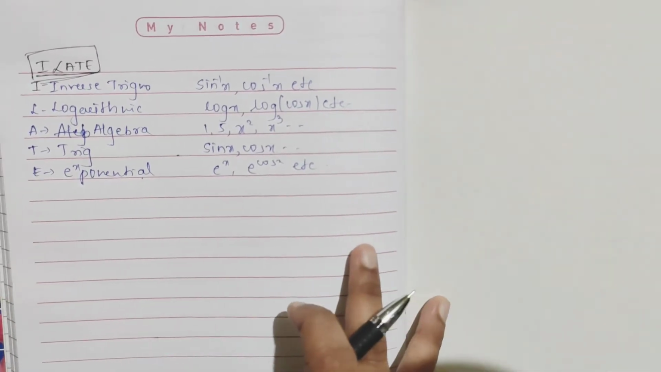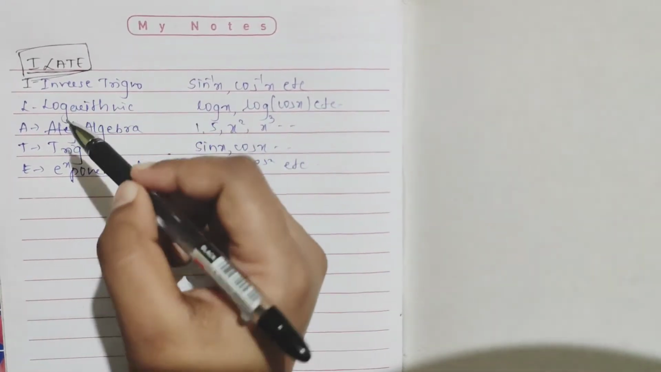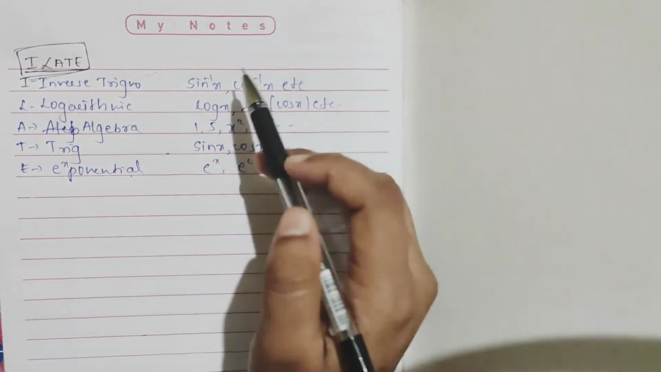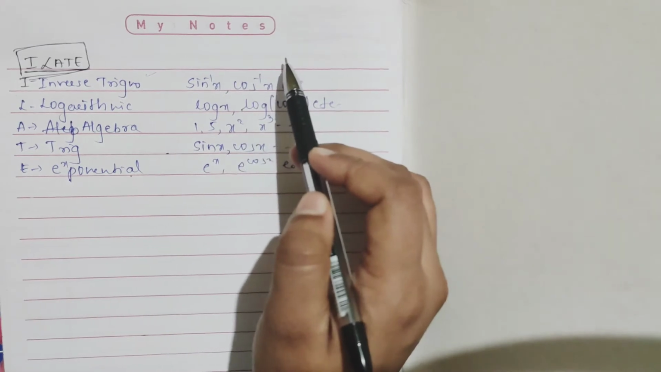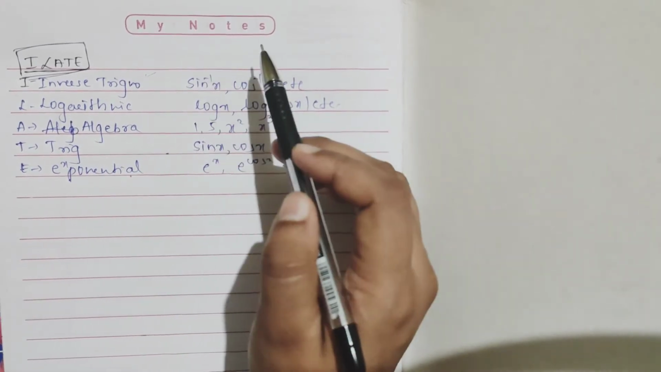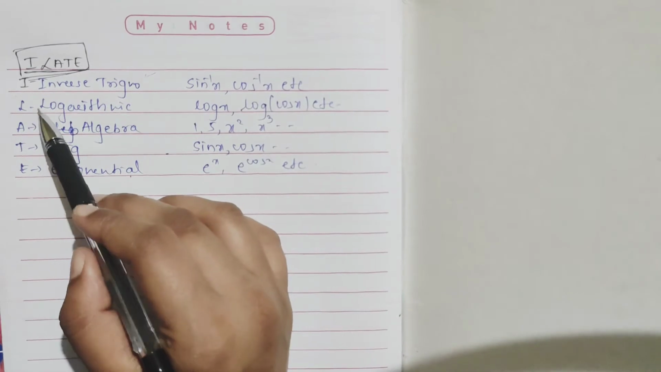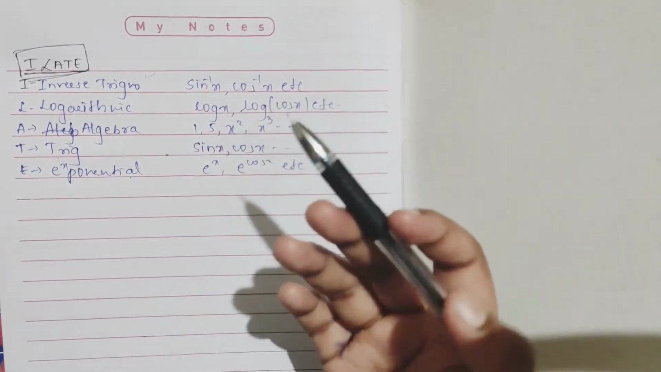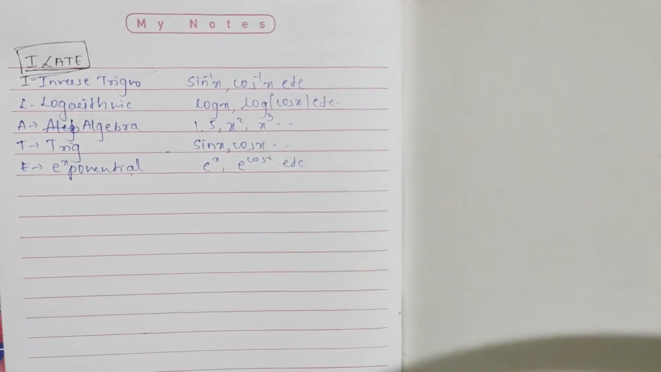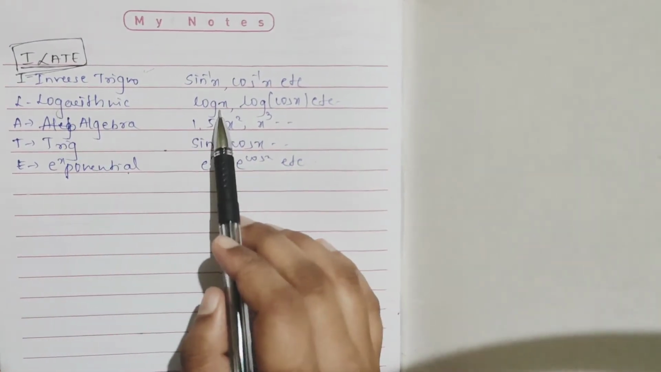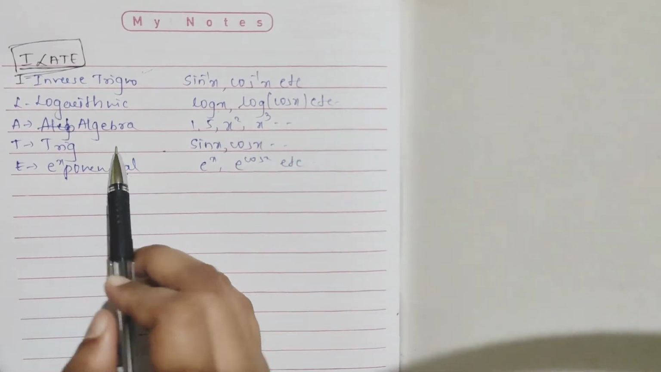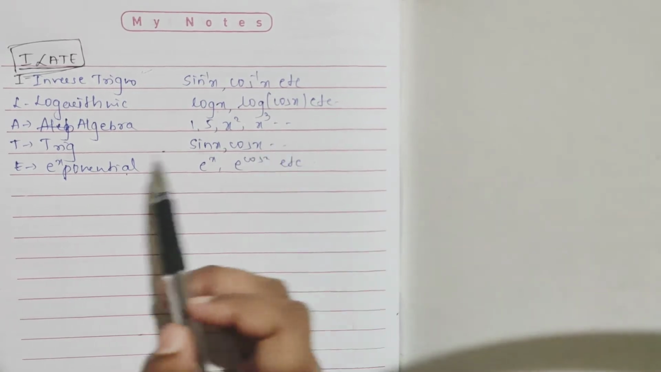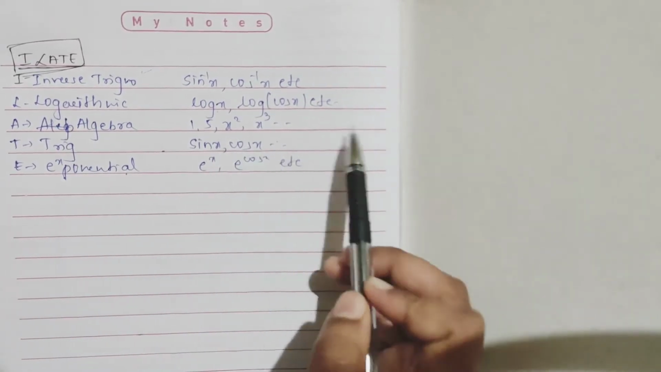Now what does ILATE tell? I stands for inverse trigonometric: if you have inverse trigonometric functions, sine inverse, cos inverse, anything, you can take that as your first function. Then L, logarithmic: if there is a logarithmic function, you can take that as your first function or second function. Logarithmic means log x, log cos x, and so on. A is algebraic, like any constant or x square, x cube, a polynomial, like 2x plus 1. T is trigonometric, that is sin x, cos x, tan x.